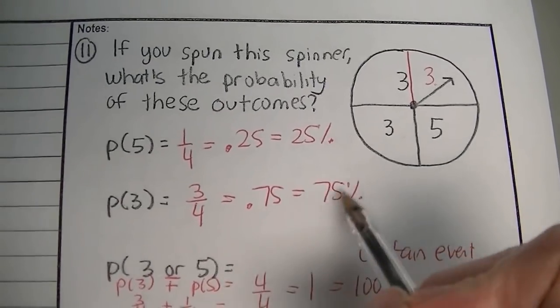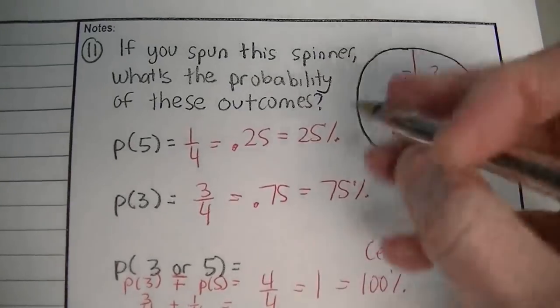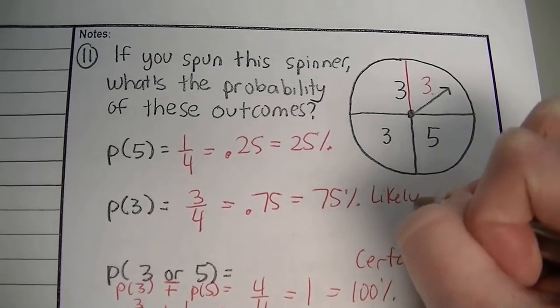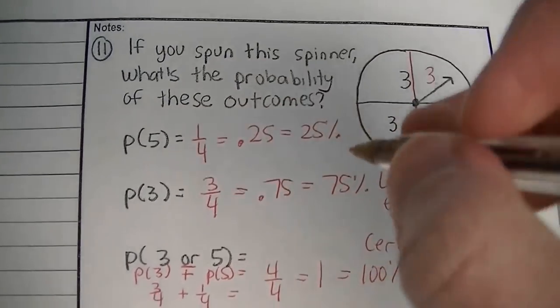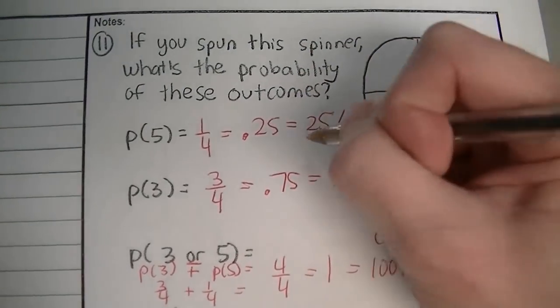Okay, what kind of event was this one right here? It's a 75% chance. That's a likely event. And then what's a 25% chance? That's an unlikely event.